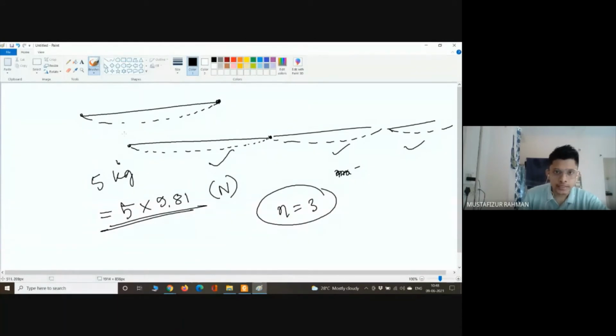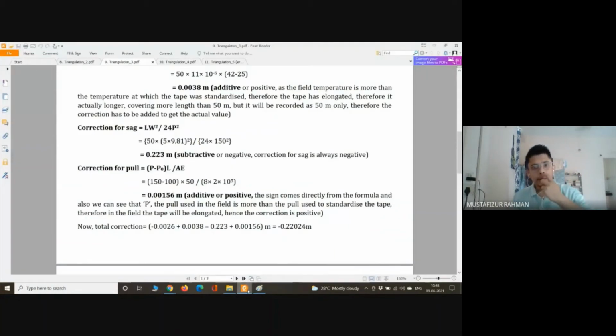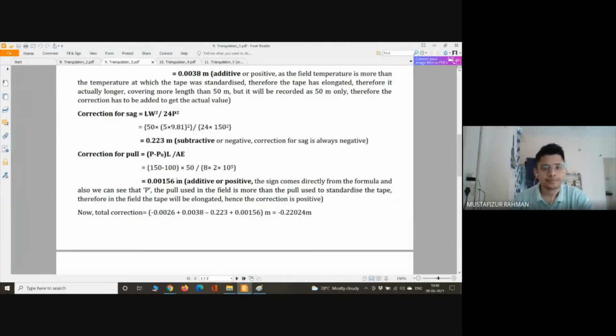So we are writing here. Say for example, we held our chain like this and we are writing 50 meter, but this is not held in a straight line, right? If we had held it in a straight line, it would have been somewhere here. So therefore we have to subtract this value, then only we will get the actual value. So sag correction is again going to be negative always.